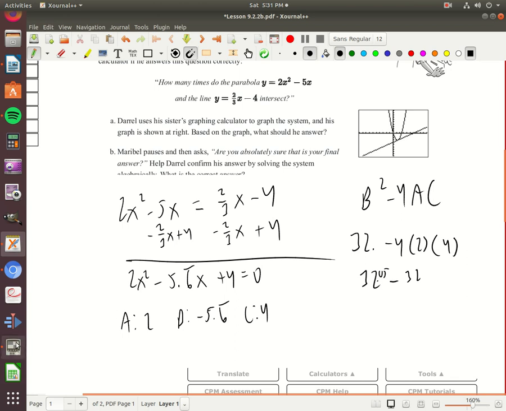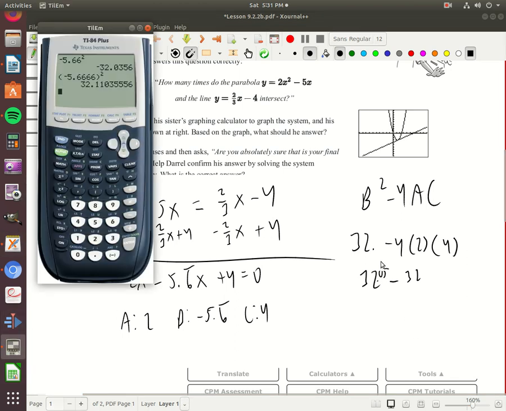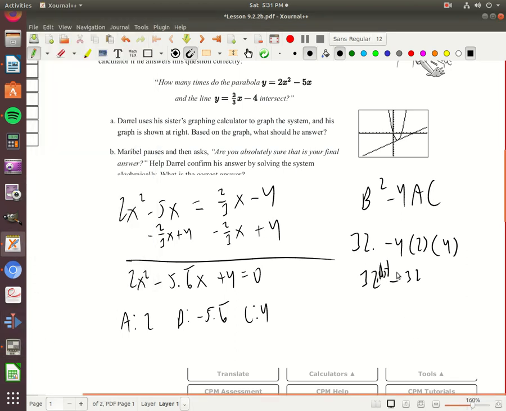It was 32.11. So 32.11 minus 32 is 0.11. So it is positive. So there's two solutions. We actually would have got two solutions there.